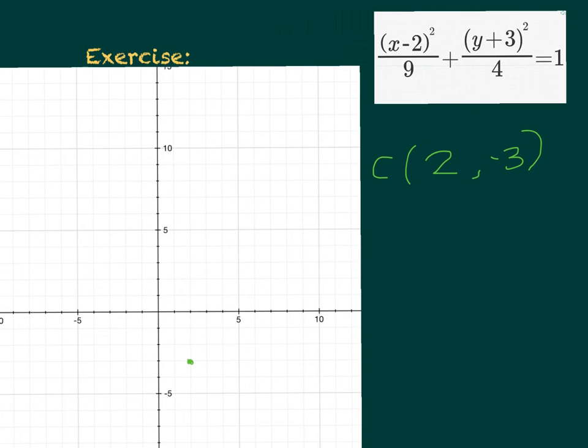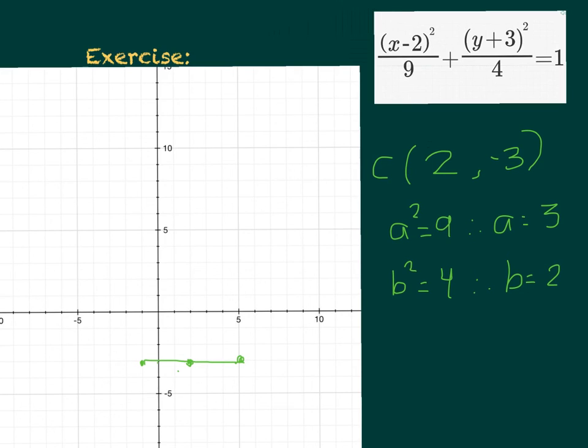Then we have that a squared is equal to 9. So a will be the square root of 9, which is 3. And we also know that b squared is equal to 4. So b is going to be the square root of 4, which is 2. So from the center, I'm going to move 1, 2, 3 units up and 1, 2, 3 units down in order to mark my major axis, okay?